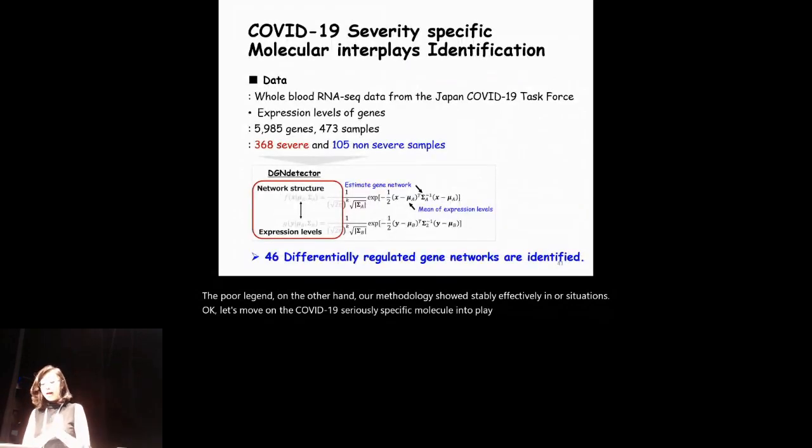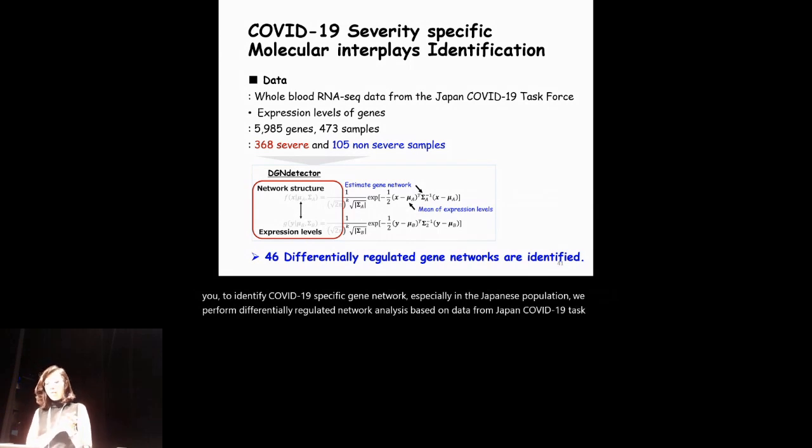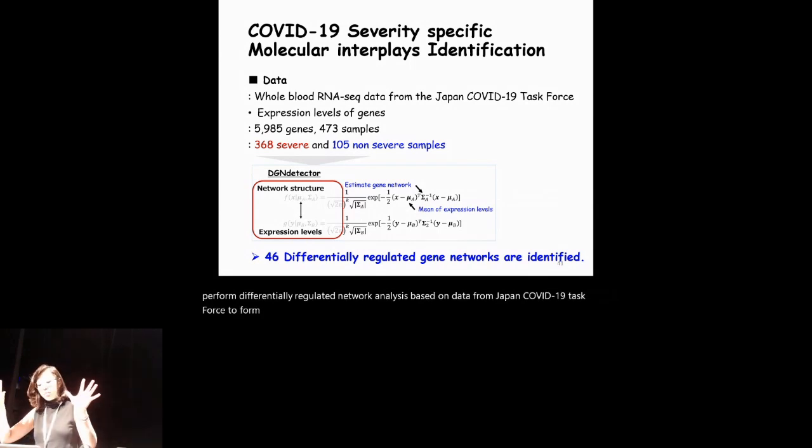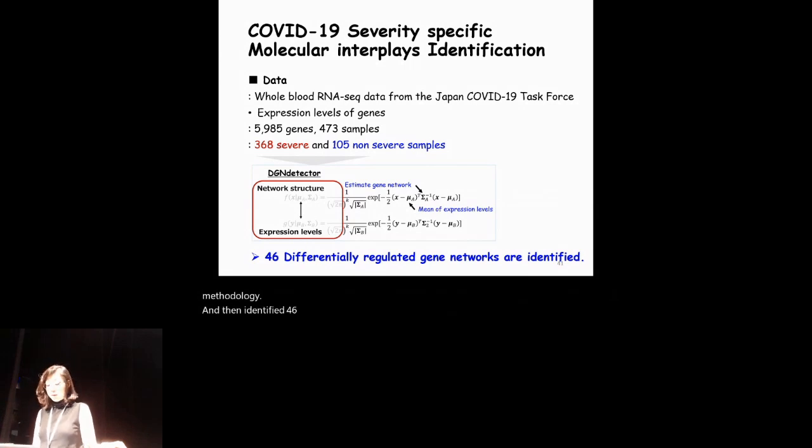Okay, let's move on to the COVID-19 severity specific molecular interplay identification. As I told you, to identify COVID-19 severity specific gene networks, especially in the Japanese population, we performed differentially regulated gene network analysis based on data from the Japan COVID-19 Task Force. For the severe and non-severe samples, we first estimated 2 gene networks. We then applied our methodology and identified 46 differentially regulated gene networks.